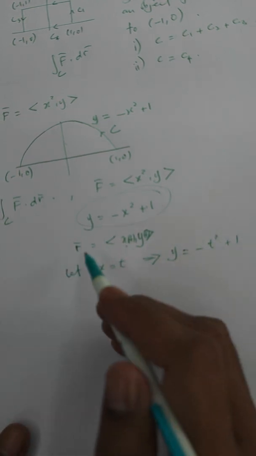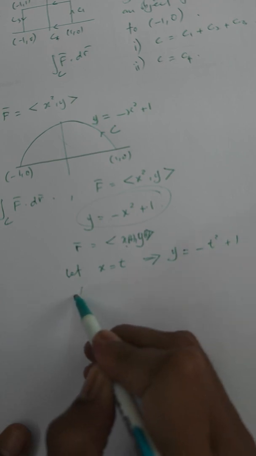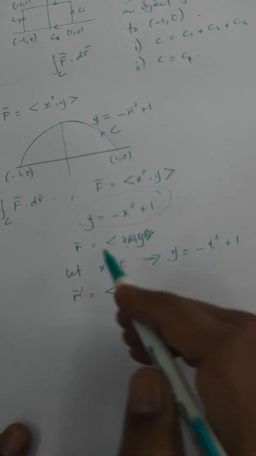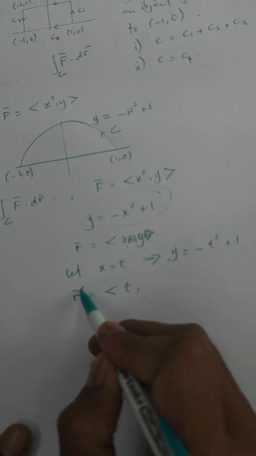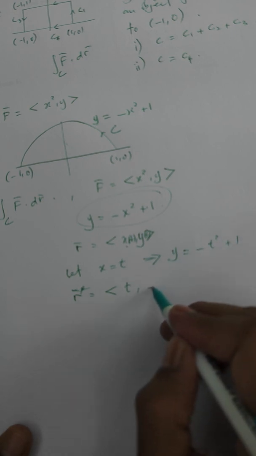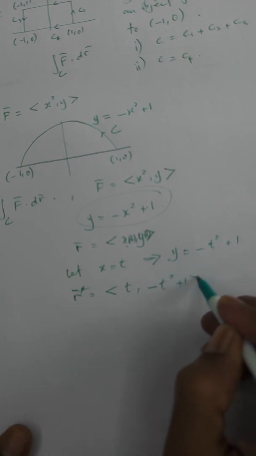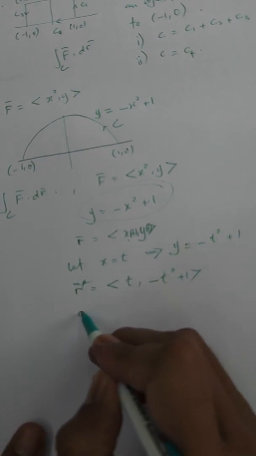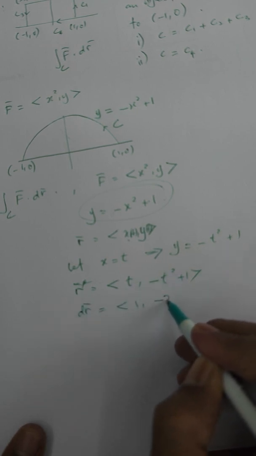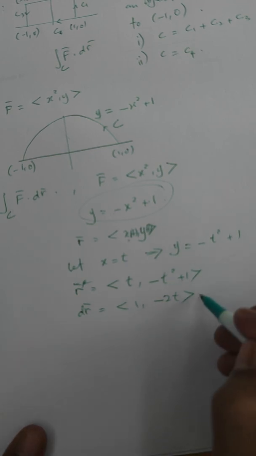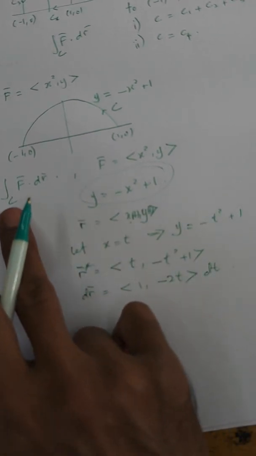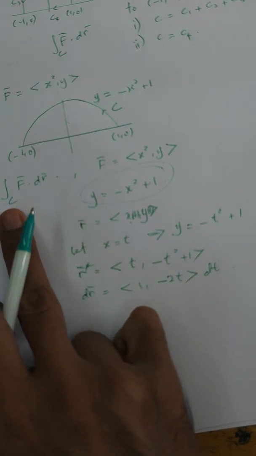So in this case, having done that, your x is equal to t. Sorry, this is r, not r prime. So just r, and your y is minus t squared plus 1, and then you can find dr from there, which is 1 minus 2t dt. Okay, so therefore you can determine what C is.